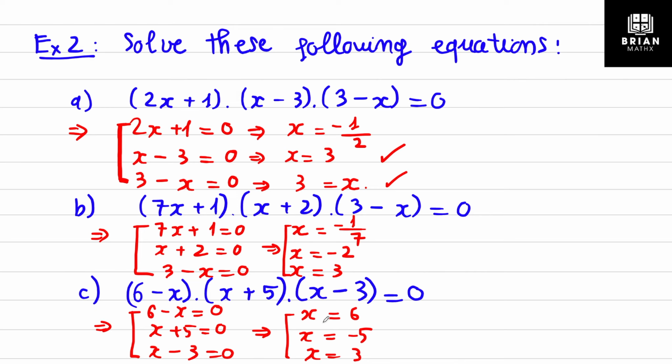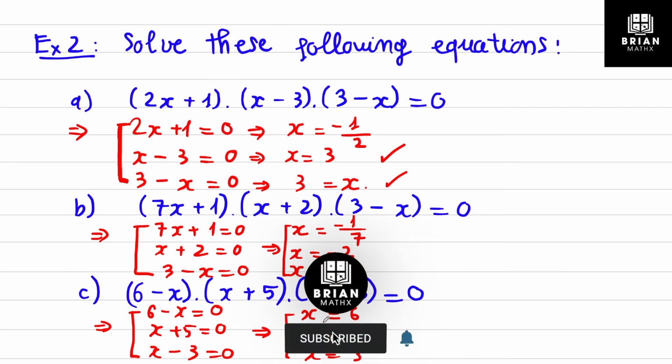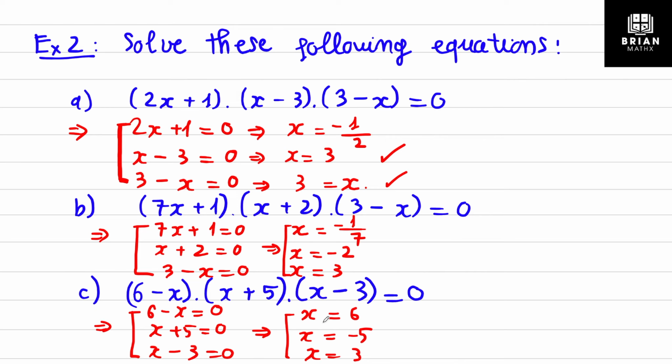This is the way you solve the equation by factorization. You just look at the factorized form, see how many brackets you have in the equation, then put each bracket equal to 0 one by one, and find the solution for each single bracket. Okay, that's all.